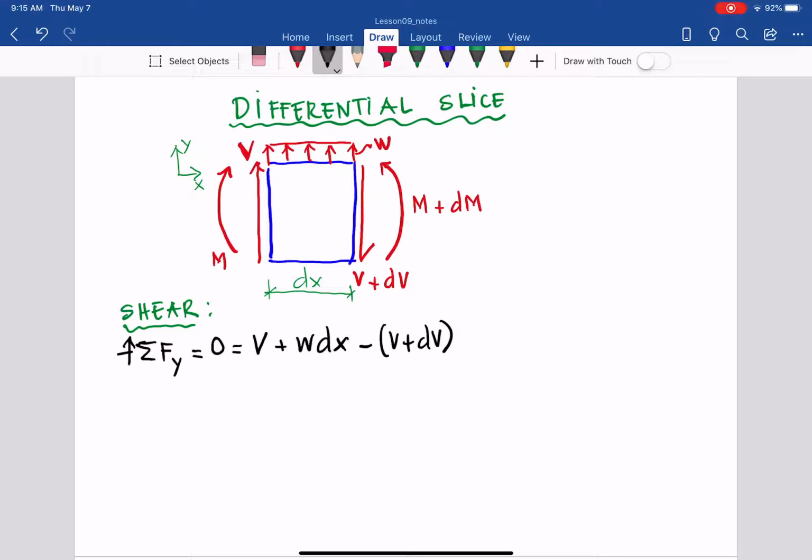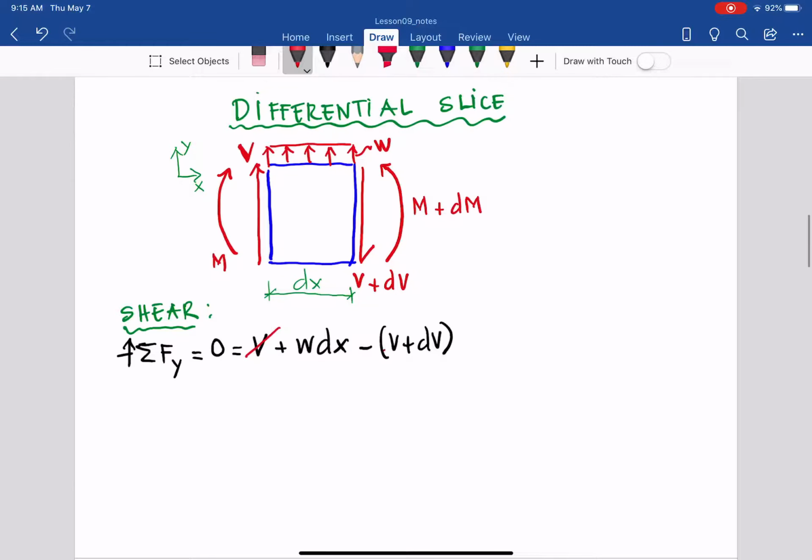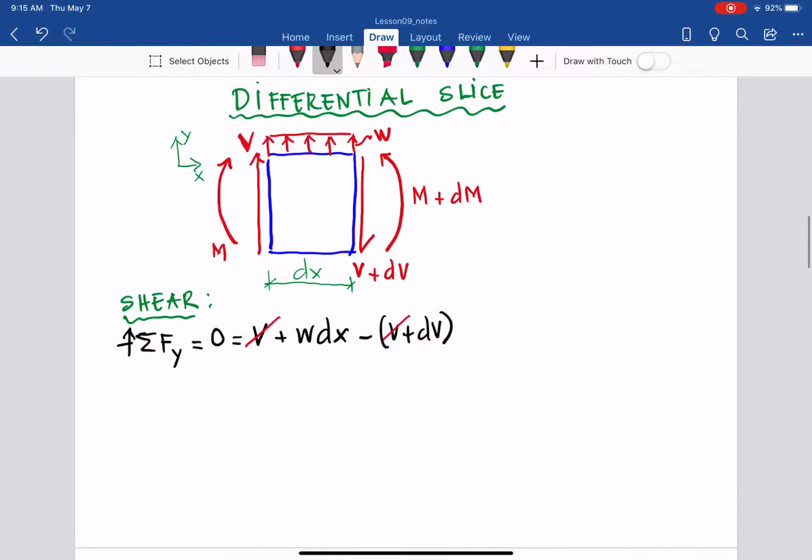And as you can see from there, V minus V is 0. So from that, I have negative dV plus W dx equals 0. Simplifying that equation, I have dV equal to W dx. So if I divide both sides by dx, we will have dV over dx equal to W.